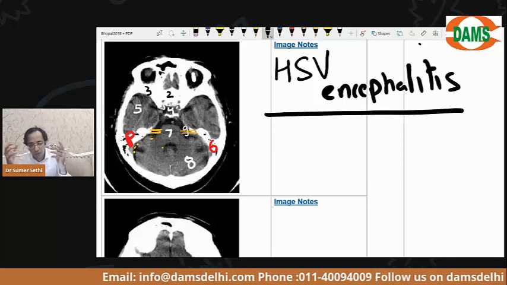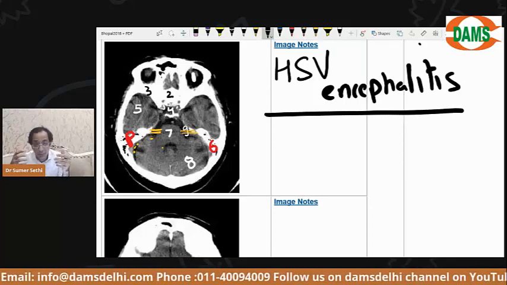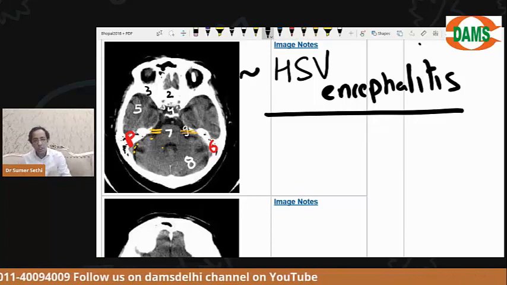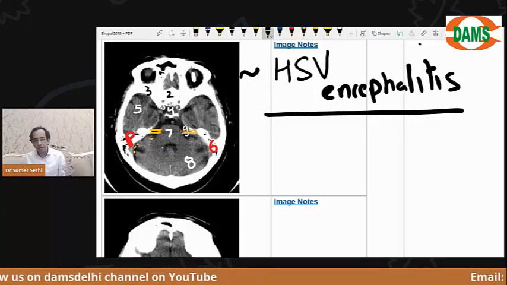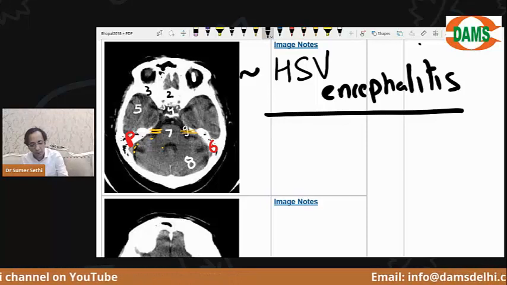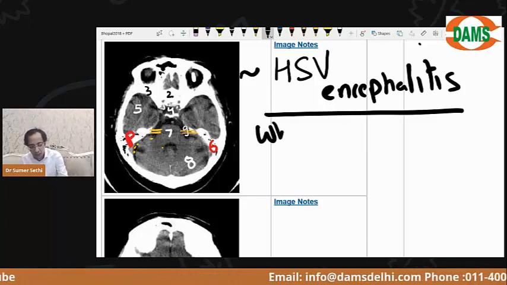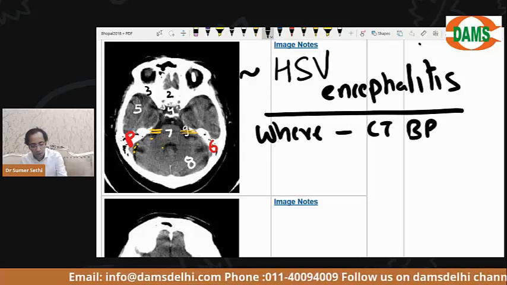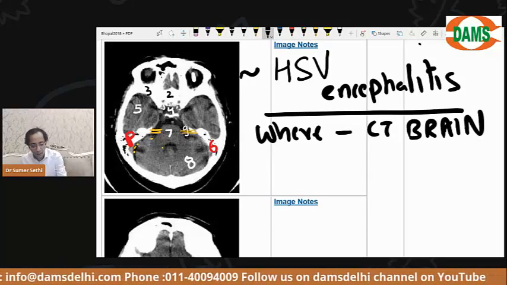Encephalitis: encephalus means the brain, itis means inflammation. Viral causes lead to brain parenchymal inflammation, and we're looking at herpes simplex virus causing that. Where in the CT brain will you look for abnormality in this case?